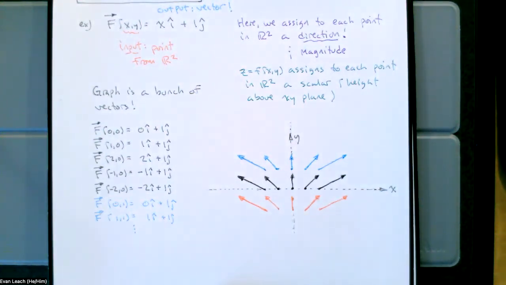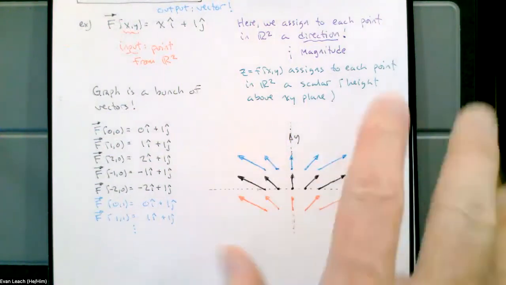This kind of function is called a vector field, because at each point we make a vector, so we end up with this field of vectors.